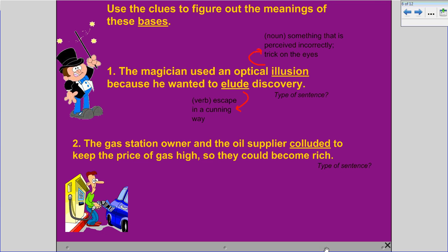All right. The next word that I'd like for you to write down is the word collude. Okay. So the gas station owner and the oil supplier colluded to keep the price of gas high so they could become rich. Well, I know that an oil supplier gives oil to the gas station to be able to make money. It looks like both of them are trying to get or keep the prices of gas high so they can make money together. So it seems like what they may be doing here is playing some sort of trick.